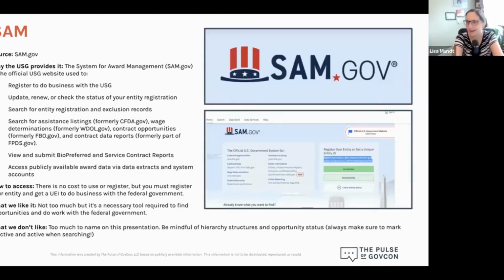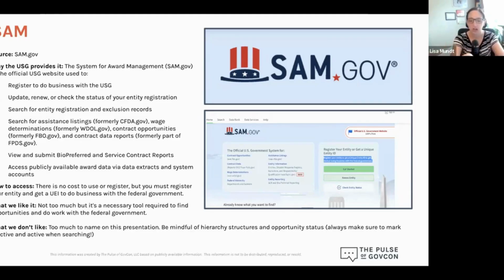Then we have SAM.gov. You're sitting there going, oh, great, they're talking about SAM.gov as if I'm a government contractor and I don't know what to do with that. Well, it is supposed to be the single repository for federal documentation and data when it comes to procurement. You have to register in it to do business with the government. You use it to update, renew, check your status of your entity registration, to search for other entity registrations.